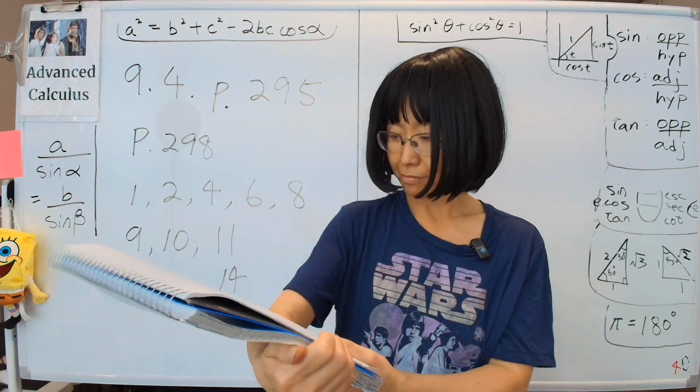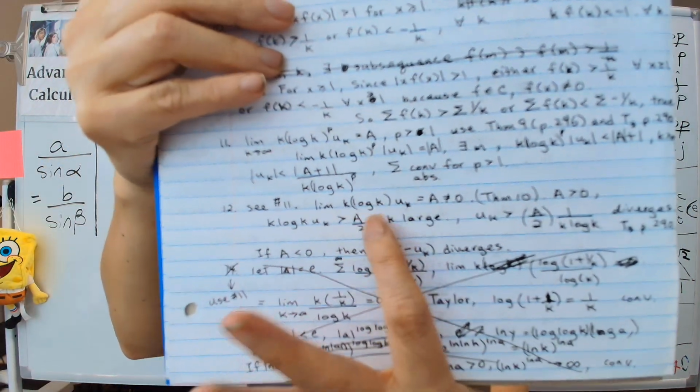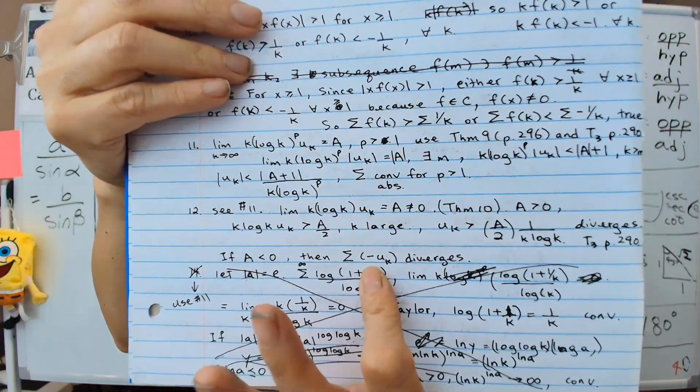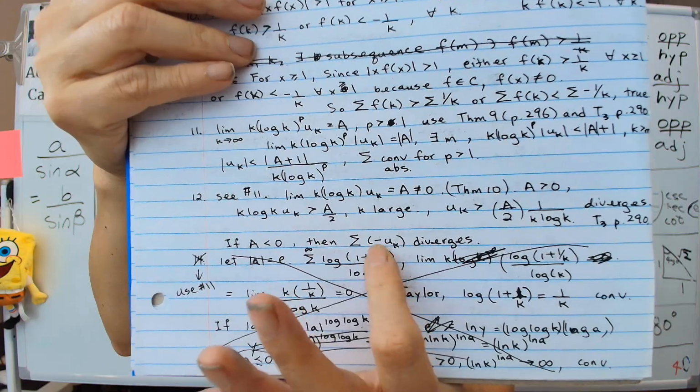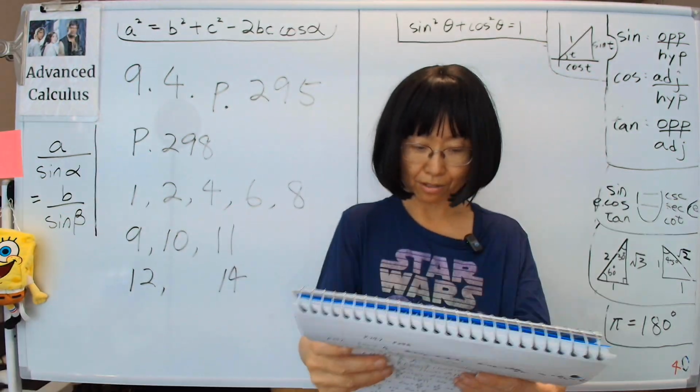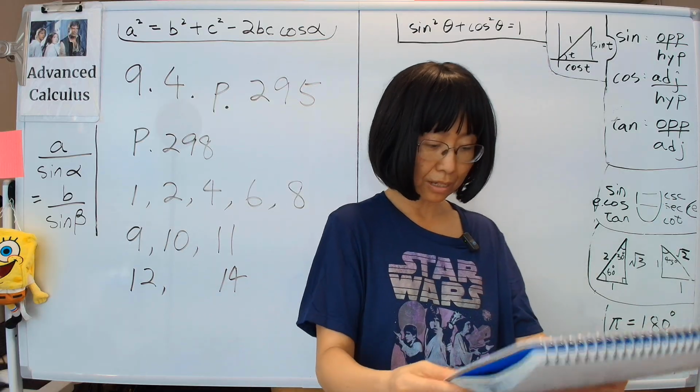If I can find it, where did it go? Okay, right here. So the series diverges if A is positive. If A is negative, we do exactly as in the proof of theorem 10. Just slap the negative sign in there, okay? And it still diverges, just maybe goes to the other infinity is all. So that is problem 12.